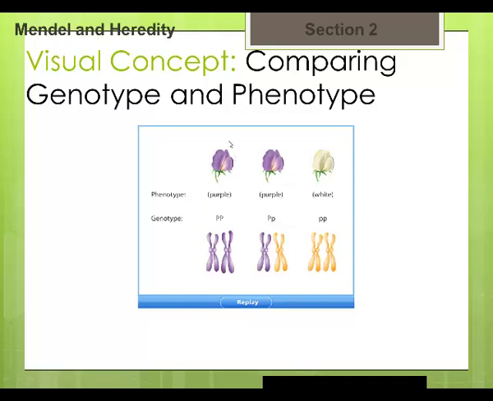The phenotype is purple. So which of these alleles is dominant and which one is recessive? Purple is dominant, white is recessive. Because anytime the uppercase P shows up, the purple allele shows up, the flower is purple.